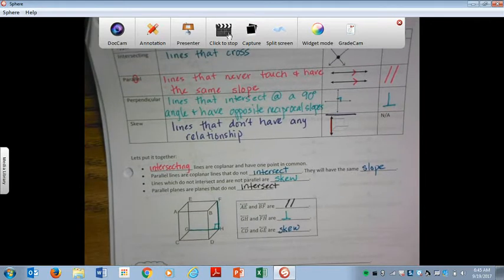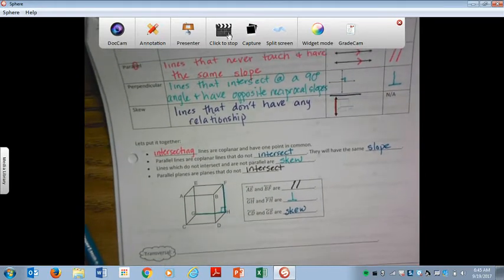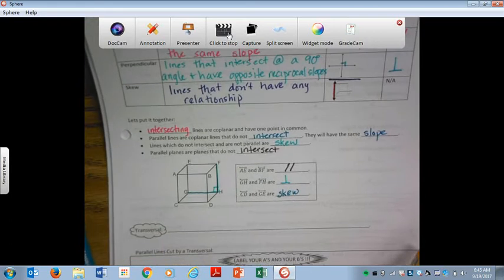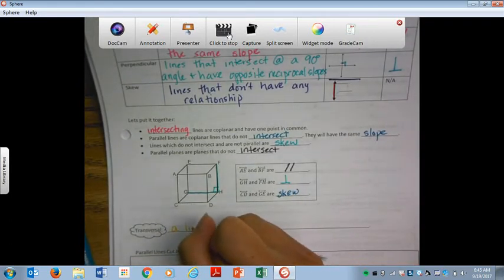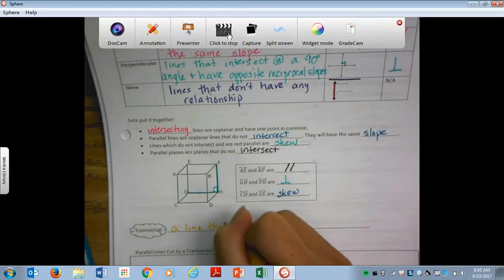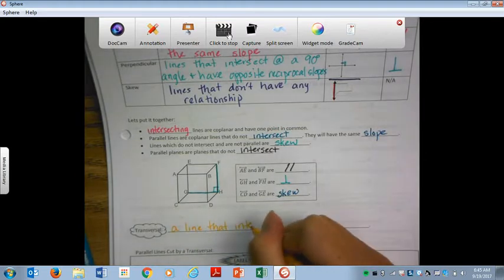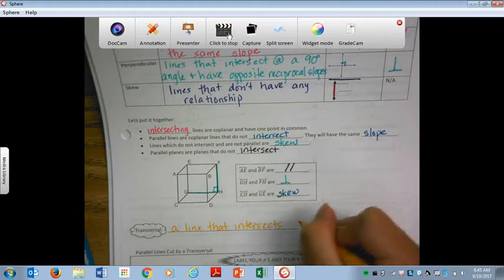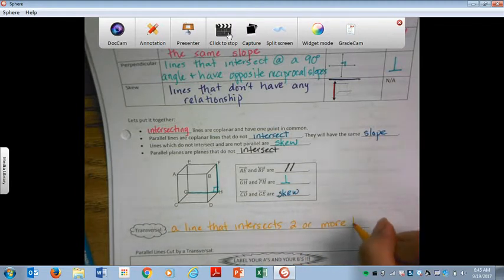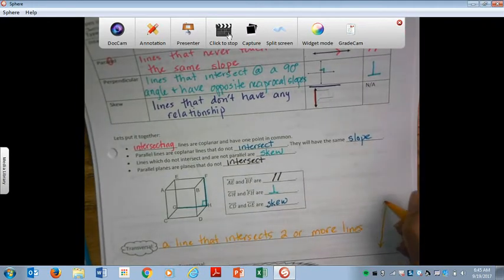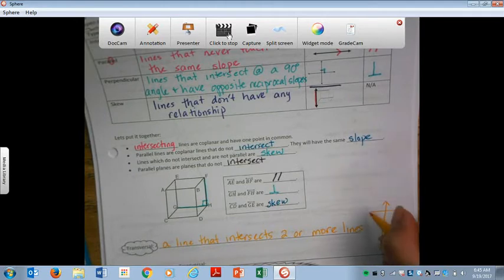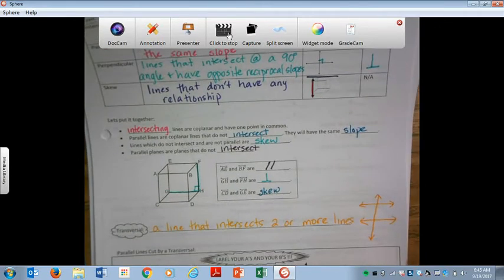All right. So, a transversal, the next term, a transversal is a line that intersects two or more lines. Okay? It looks like something like this. Here's a transversal, and here are two lines that it intersects. Okay?